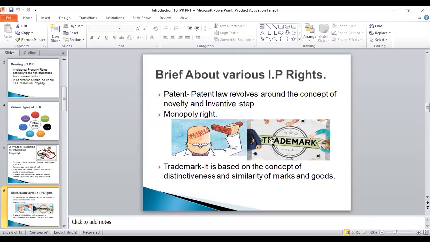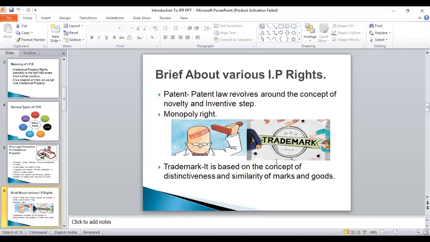It means that it should not be simple. It should be something new, something modified. And utility plays a very important role. So if you want to have a patent on your invention, in some way it should have usefulness. Suppose it is only useful to a small portion of society or even to a single person, then also you are eligible for a patent. Now moving ahead, we'll discuss what a trademark is.